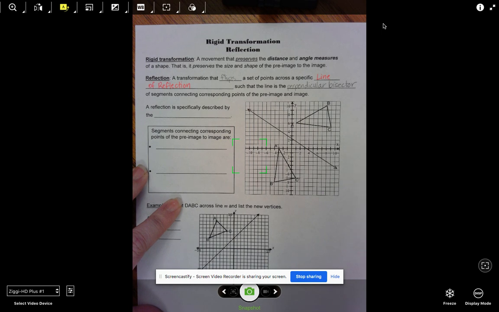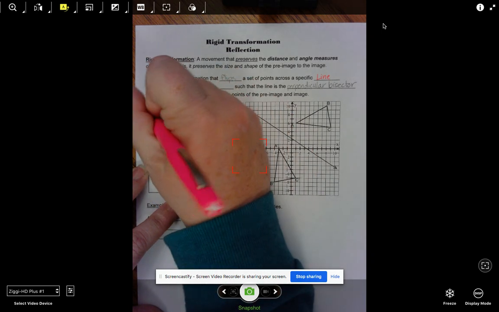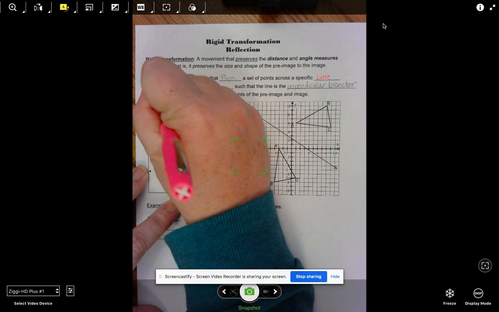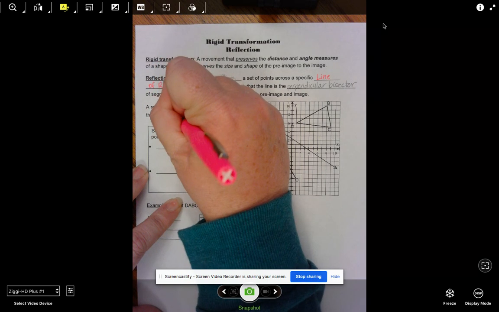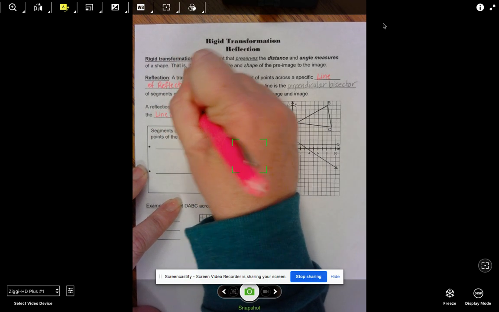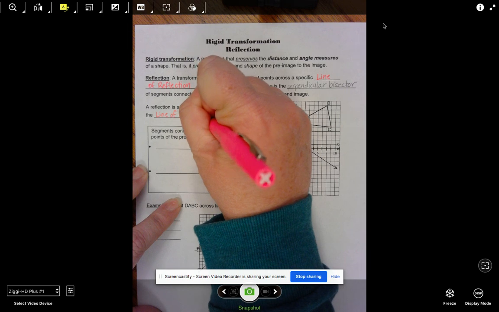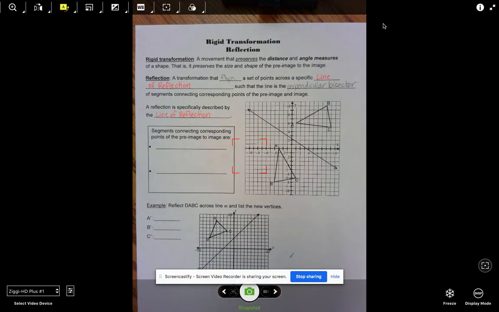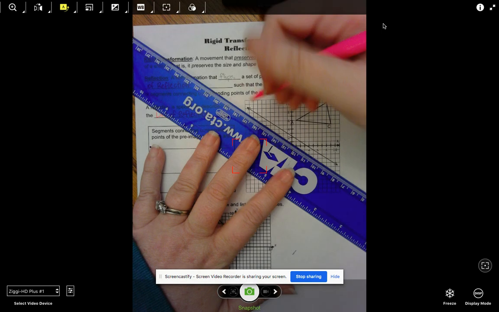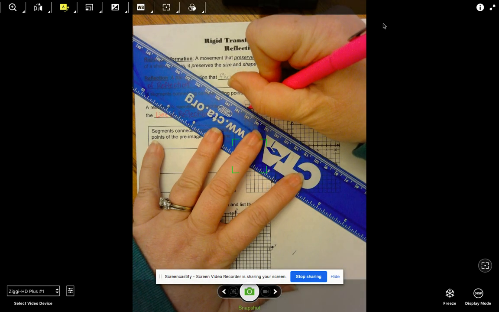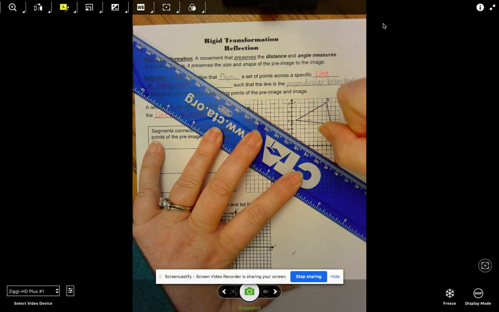So reflection is specifically described by the line of reflection itself. So when I say that I am reflecting, I always have to say what I am reflecting over, which line. Okay, so let me highlight this. So here's our line of reflection in this example.